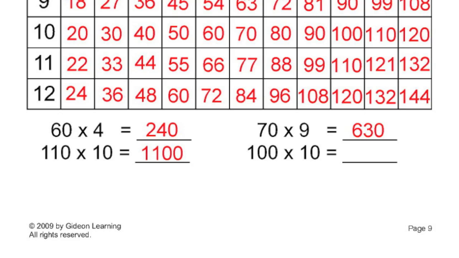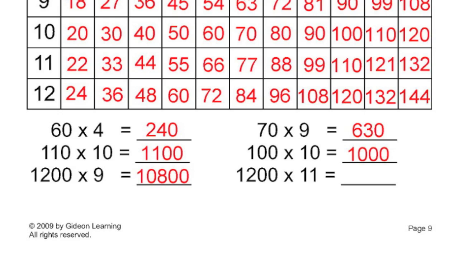100 times 10 is just going to be adding another 0 on the end of that, so it's going to be 1,000. If we had 1,200 times 9, I should first think, okay, what's 12 times 9? It's 108. And then I see 2 zeros on the end, so I add the 2 zeros on the end of the answer as well. So that would be 10,800.